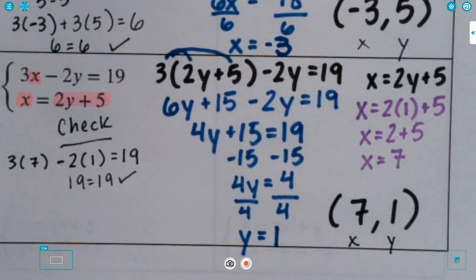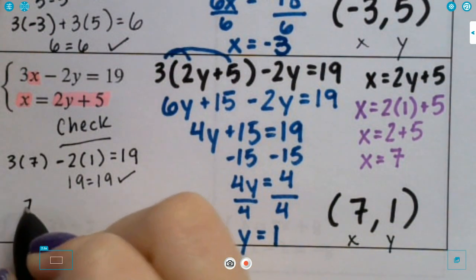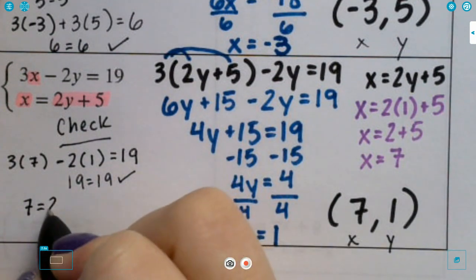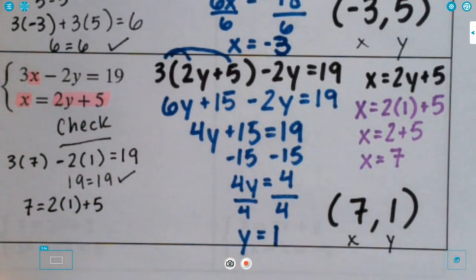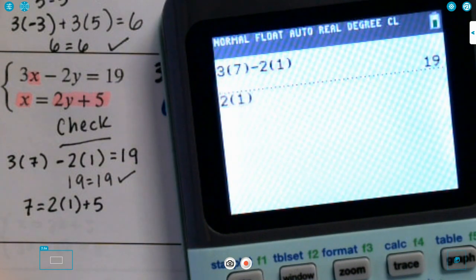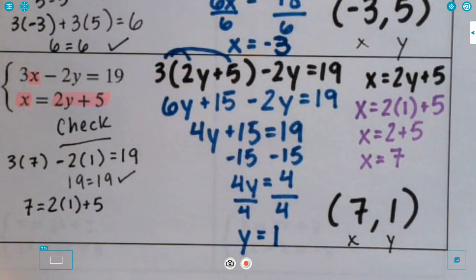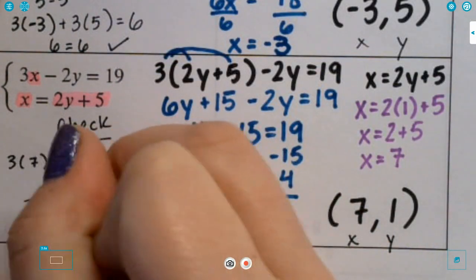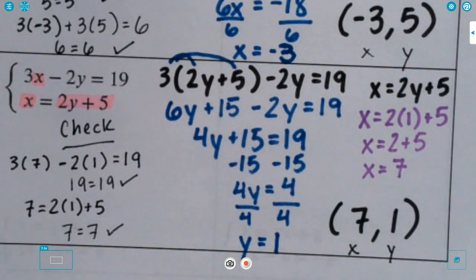And then the other piece we're checking is x equals 2y plus 5. So that's going to be 7 equals, that's x, 2 times 1 plus 5. Two times 1 is 2, plus 5 is 7. So 7 equals 7, and that one works out. Hey, any questions on either of those?